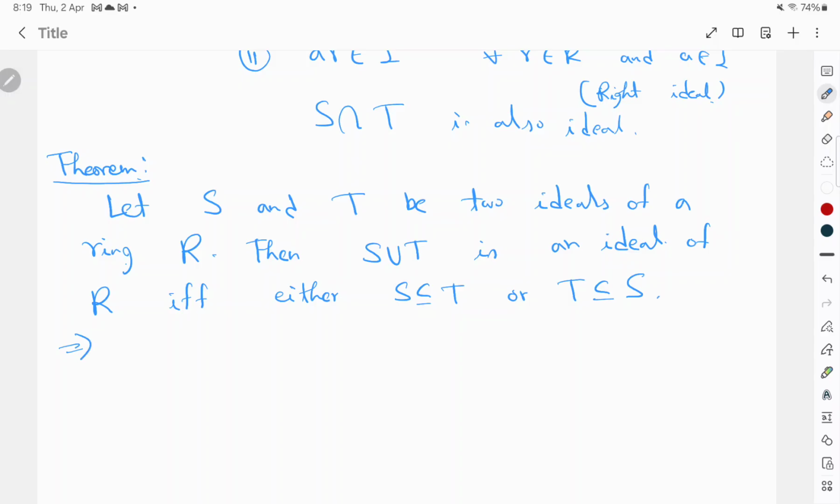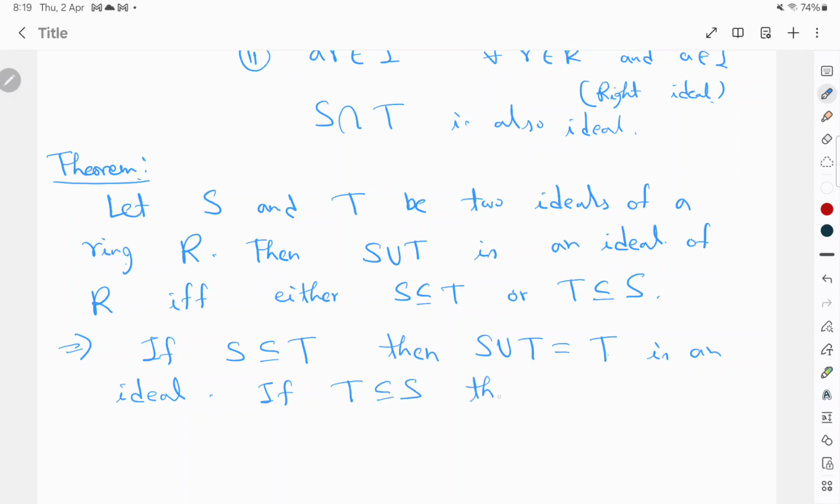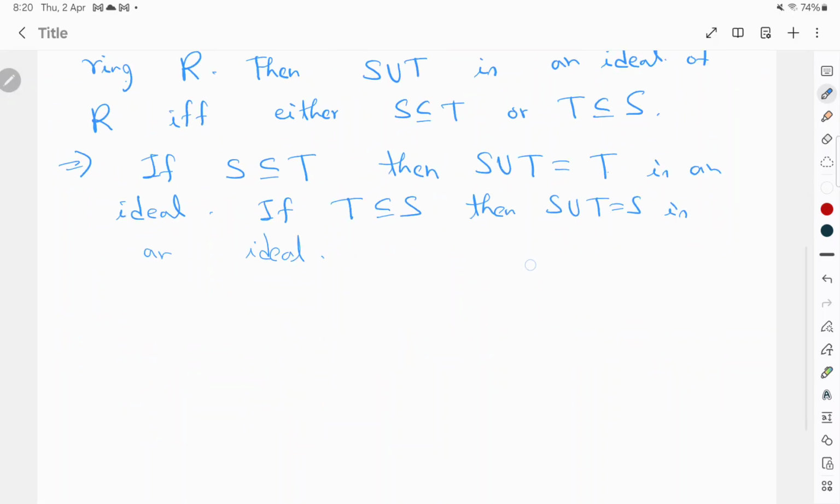One side is very easy, right? For example, if S is a subset of T, then S union T will be T, right? So it is an ideal because T is an ideal. And oppositely, obviously the same. If T is a subset of S, then S union T will be S, which is an ideal. So there is nothing to prove.